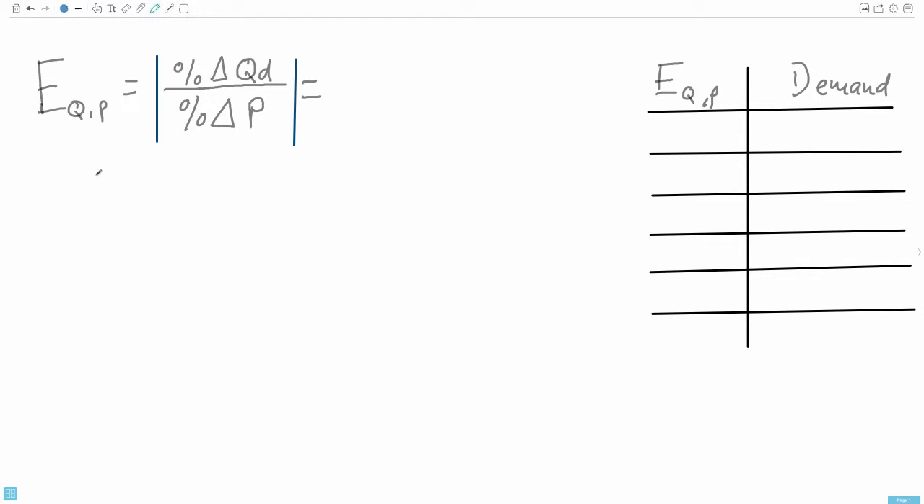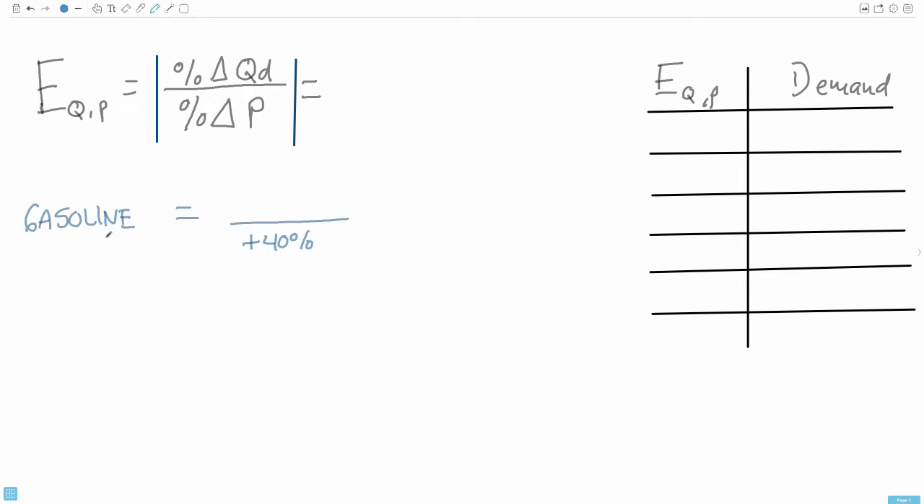So let's look at a basic example. Let's think about a good like gasoline, right? Gasoline doesn't have a lot of substitutes. So let's suppose, I'm going to continue with my formula here, that the price of gasoline is increasing significantly. Let's say it's going up by 40%.